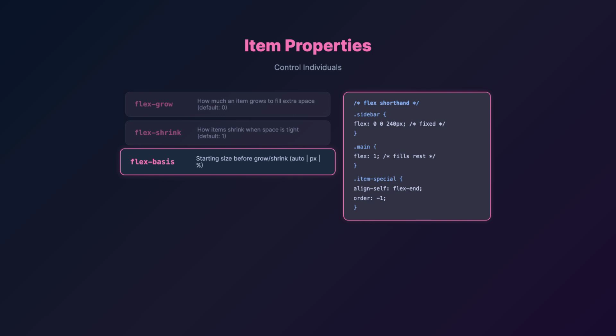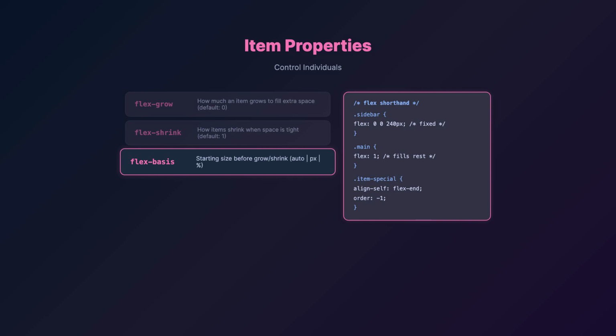Flex basis sets the starting size before growing or shrinking. Think of it as the ideal width or height of the item. Flex basis auto means use the item's content size or its width property. Flex basis 200 pixels means start at 200 pixels, then grow or shrink from there.